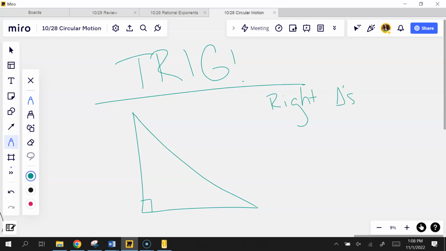Right triangles only. Right triangles have a 90-degree angle. That is what classifies them as a right triangle. Now, what does trig do? Trig compares sides of right triangles.